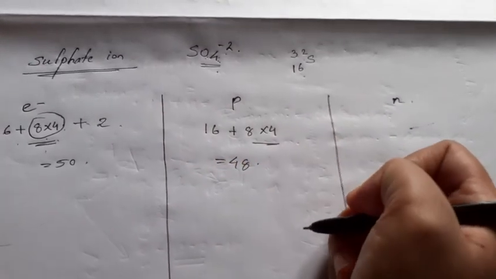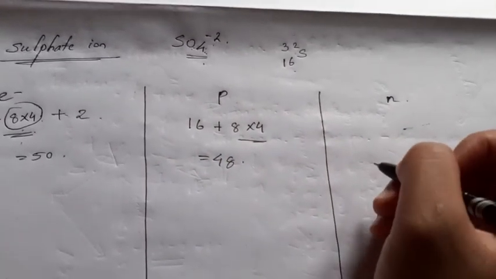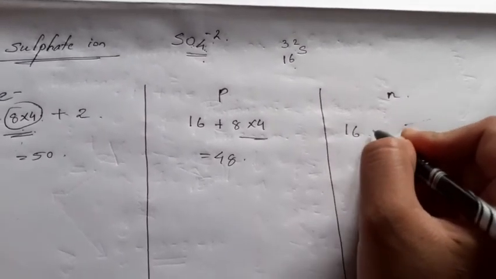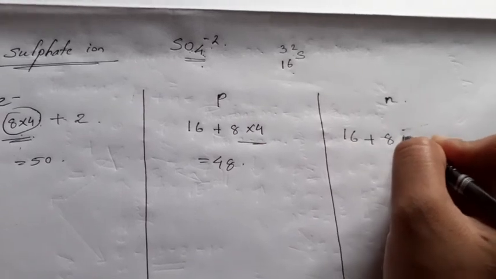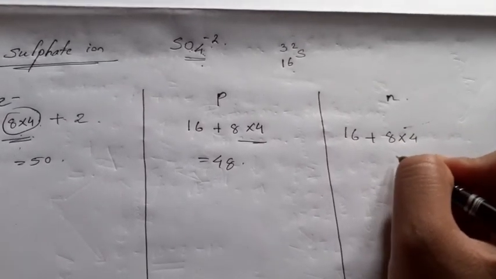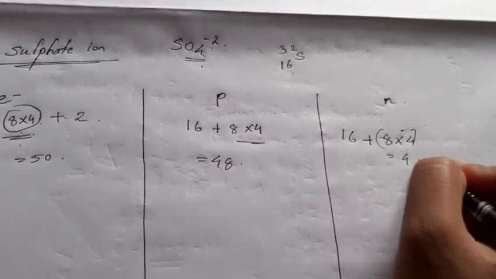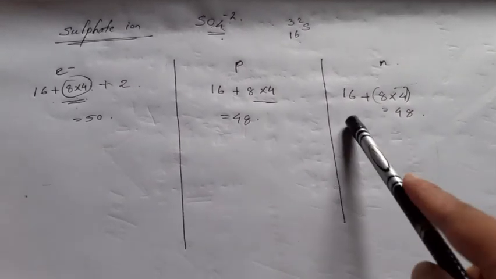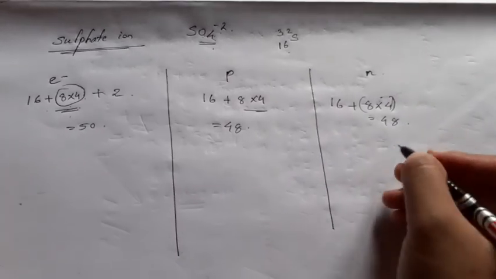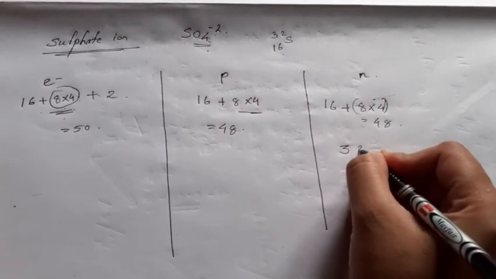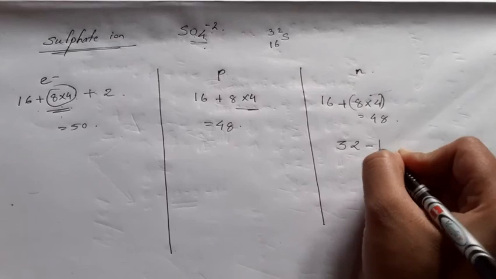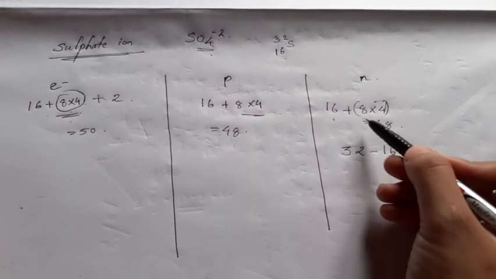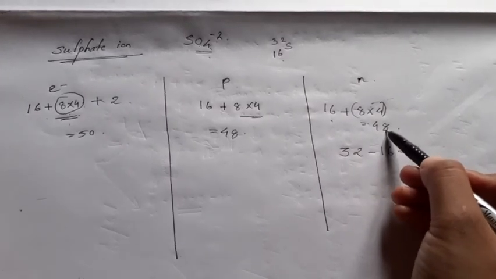Okay, it's very simple. And in case of neutrons, it will be 16 plus 8 into 4, equal to 48. You may have a question: how did we get 16 here? We simply do 32 minus 16, right? It will be 16, for which we have written 16, then 8 into 4 equal to 48, right?